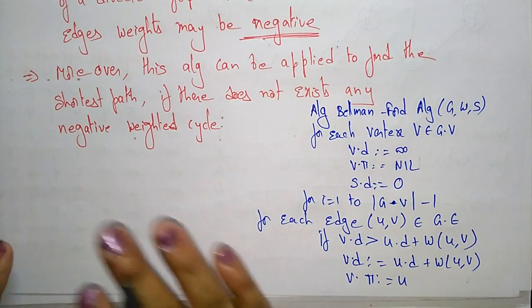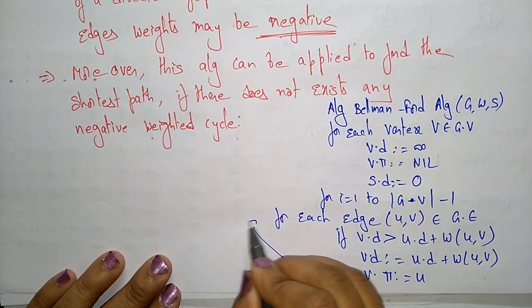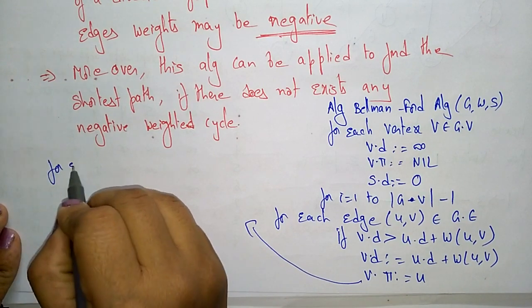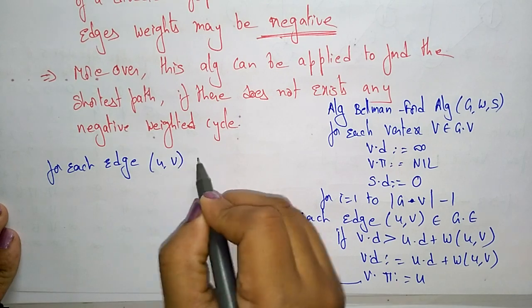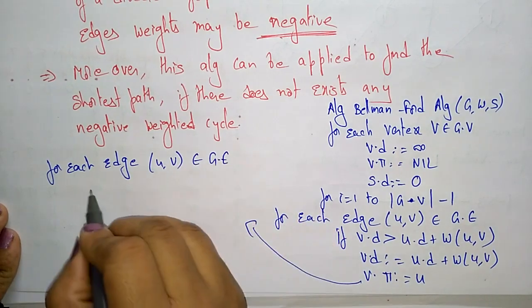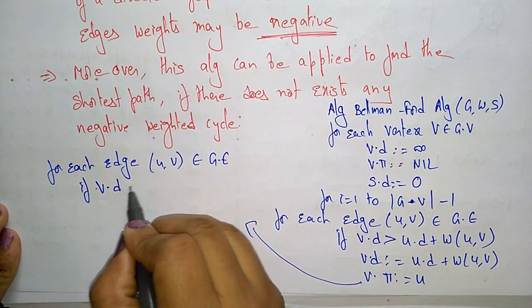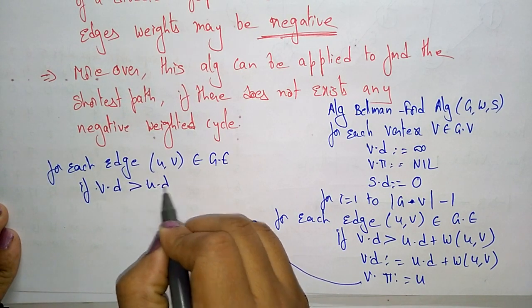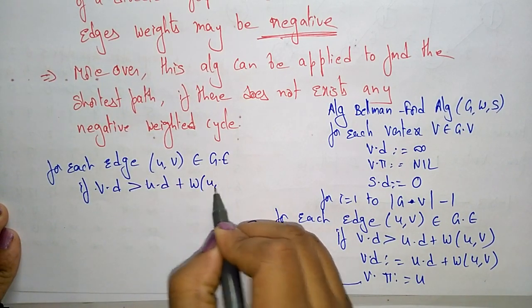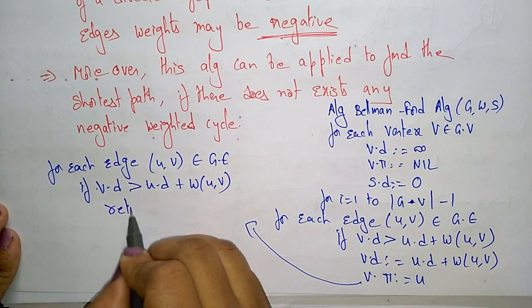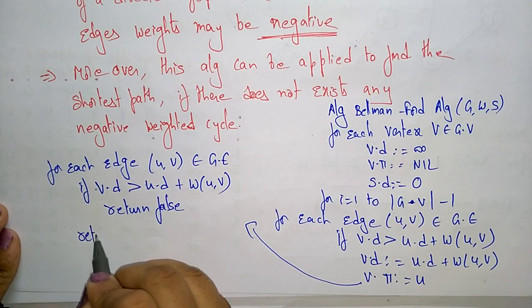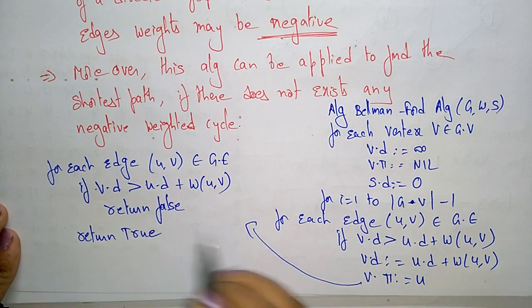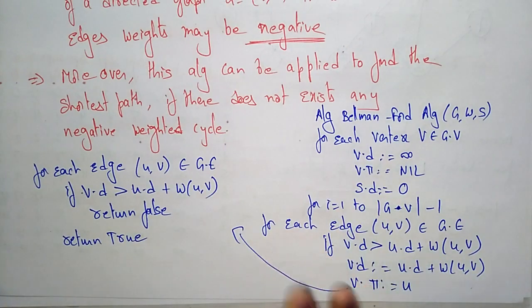Up to here it is the same as the Dijkstra algorithm. After that you have to check for each edge (U, V) belonging to G.E: if V.D is greater than U.D plus W(U, V), you return false, else return true. So this is the algorithm for Bellman-Ford. Now let us see the example for this.